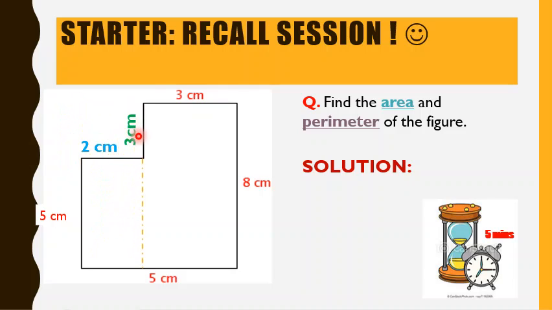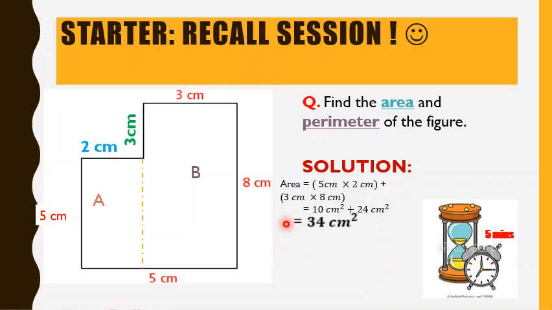Let's find the area first. So here you can see I divided the diagram first into 2 parts, where I labeled this as A and B. Okay, so this is the area, 5 centimeter times 2 centimeter for part A here, and part B is where I have 3 centimeter multiplied by 8 centimeter to get 10 plus 24 centimeter square, and reaching the final answer of 34 centimeter square.